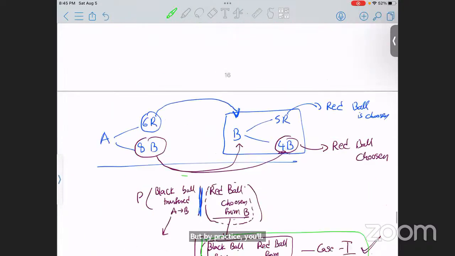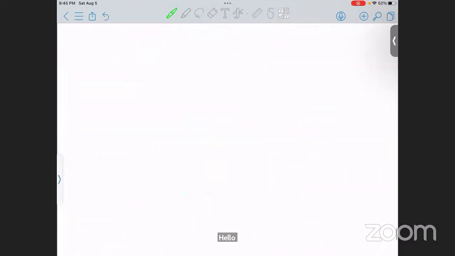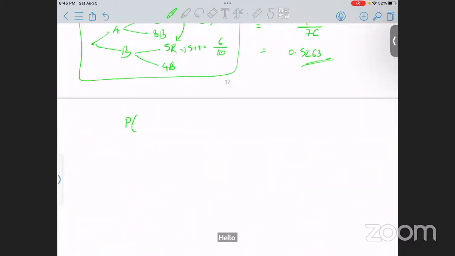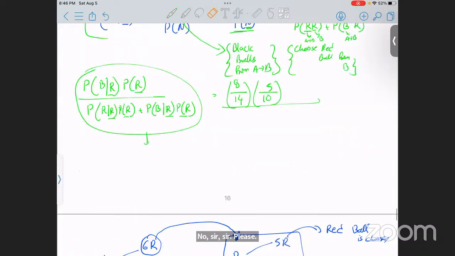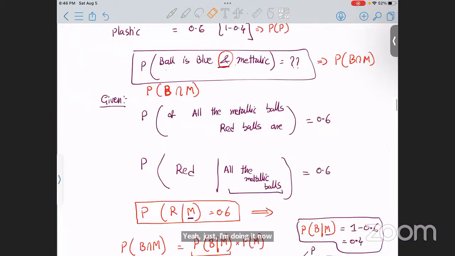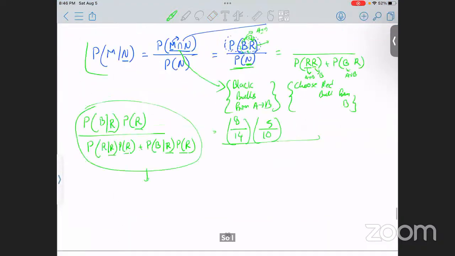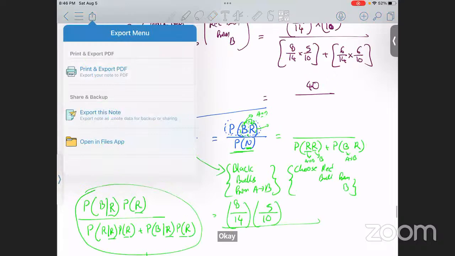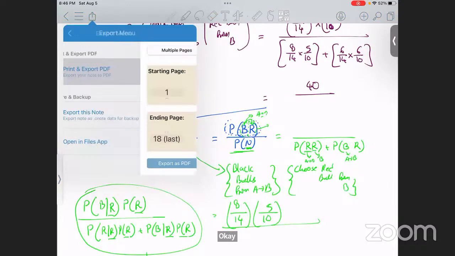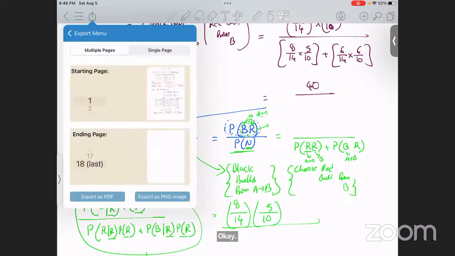Any other doubts regarding this question? No, sir. Sir, please provide PDF link. Yeah, I'm doing it now. Sir, I have a doubt in GA5 3MQ. Actually, it is already 8:45.